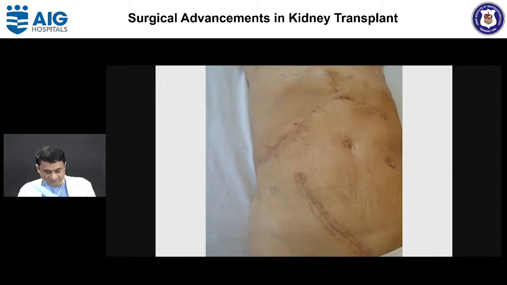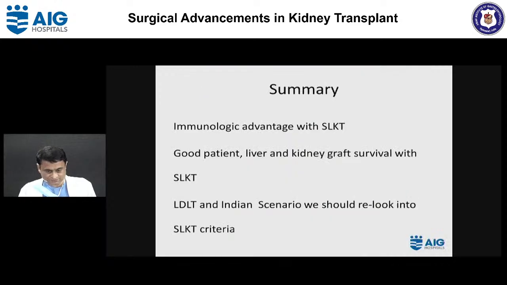This is our last patient who actually had active. So I was saying that good patient liver and kidney graft survival is seen when you are doing a simultaneous liver and kidney transplant. And in a living donor scenario, especially the Indian one, we should look into the criteria, and probably the Western criteria may not apply. With this, I would thank you again.